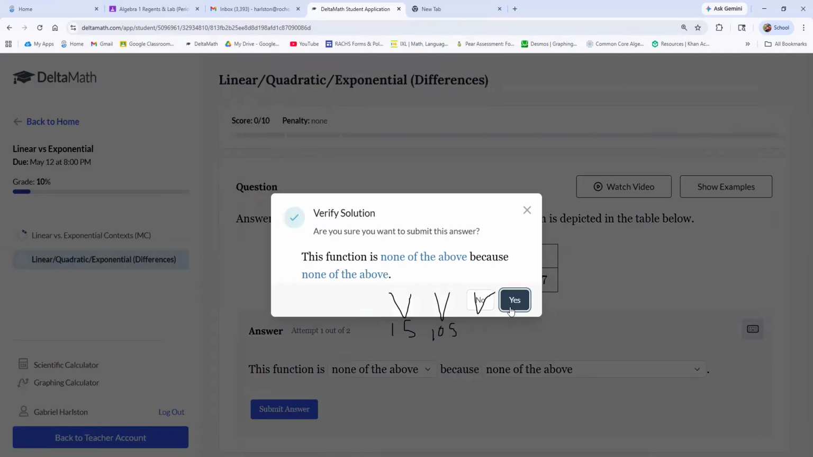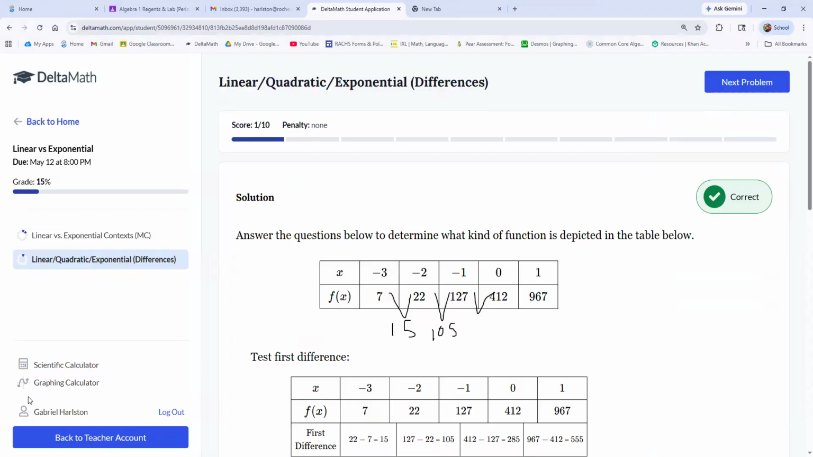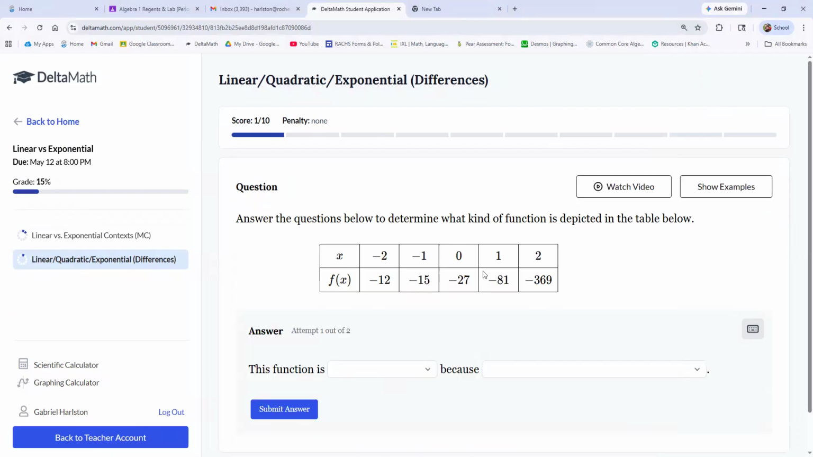So I'm going to submit it. Let me get rid of all of this stuff. All right, now let's do the next one. All right, so we got a table here. Let's see what's happening. So it looks like it's going down by 3 here. And then, so negative 15 minus a negative 12 is a negative 3. And then the negative 27 minus a negative 15 is going to be a negative 12.